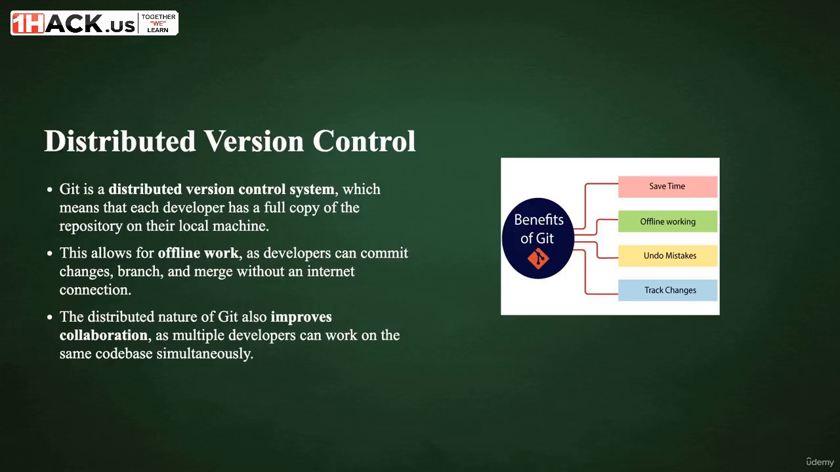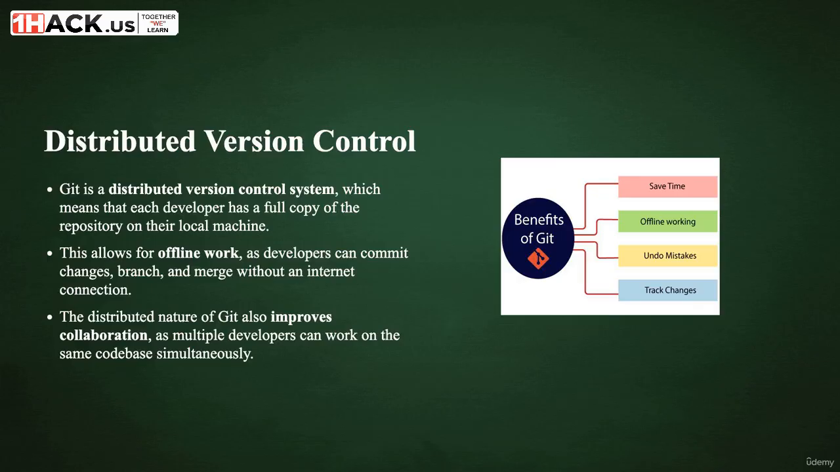First, it enables offline work, as developers can commit changes, create branches, and merge code without an active internet connection. This is particularly useful when working in environments with limited or unreliable internet access. Additionally, the distributed nature of Git improves collaboration among team members.